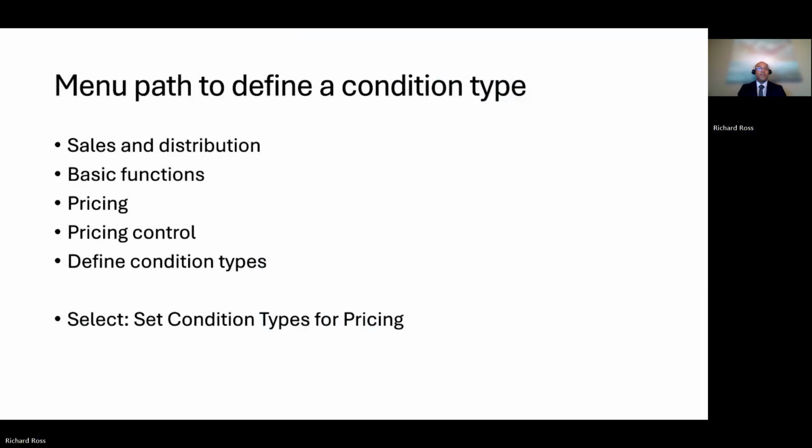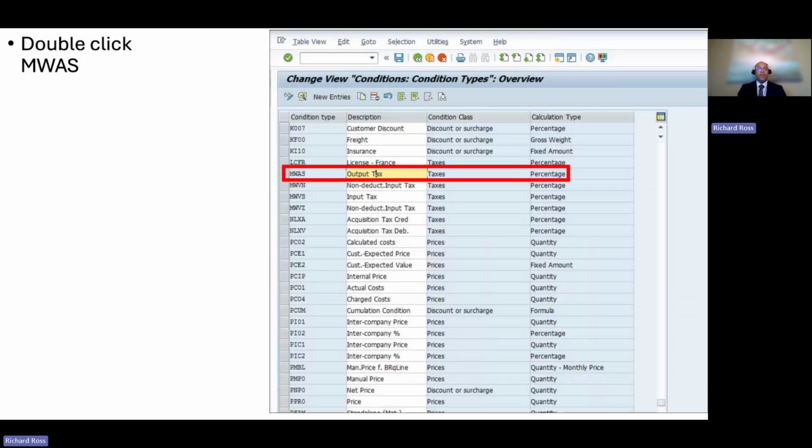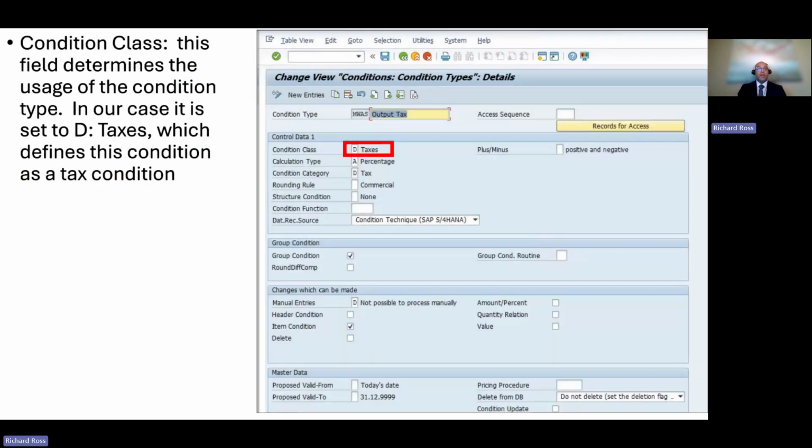Select set for pricing. The system shows the sales condition defined. The standard SAP condition for output tax is MWAS, which can be copied and customized. Double-click MWAS. Condition class. This field determines the usage of the condition type. In our case, it is set to D, taxes, which defines this condition as a tax condition.